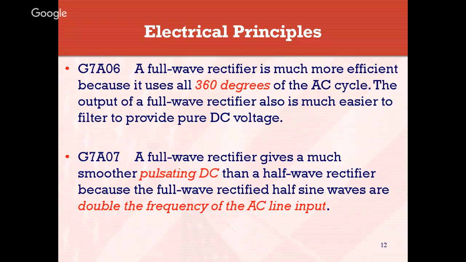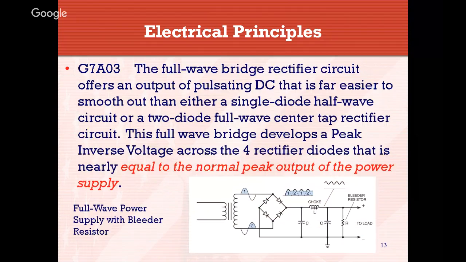A full wave rectifier gives a much smoother pulsating DC than a half wave rectifier, because the full wave rectifier has rectified the entire cycle of the AC line input. And it's double the frequency of the AC line input. I hope it didn't confuse anybody there, because we'll make it clear right here.